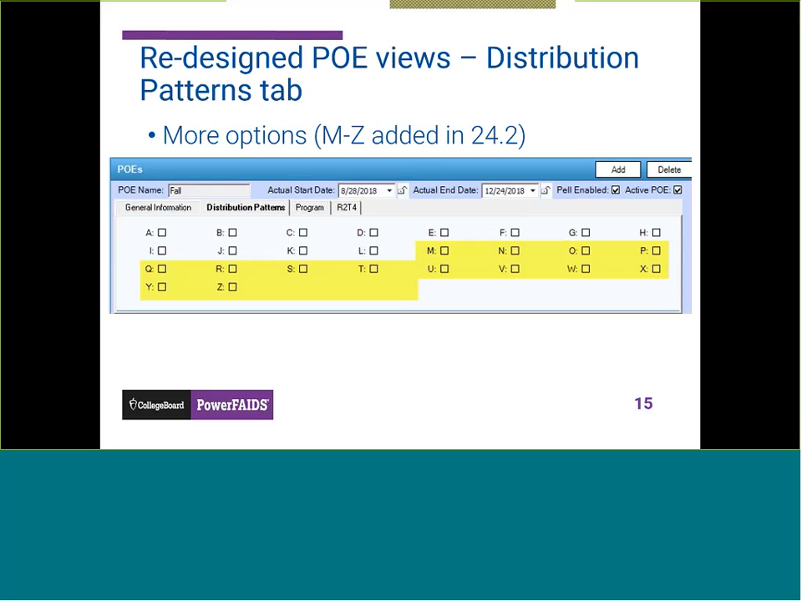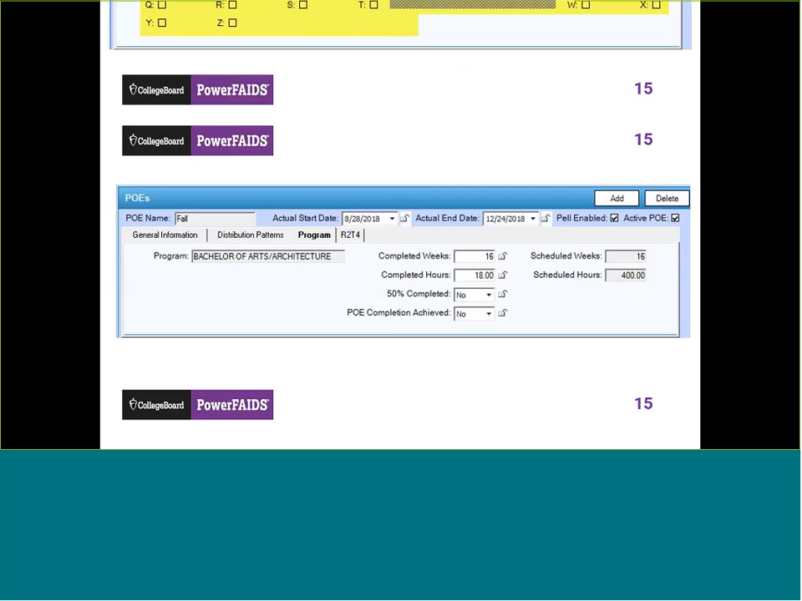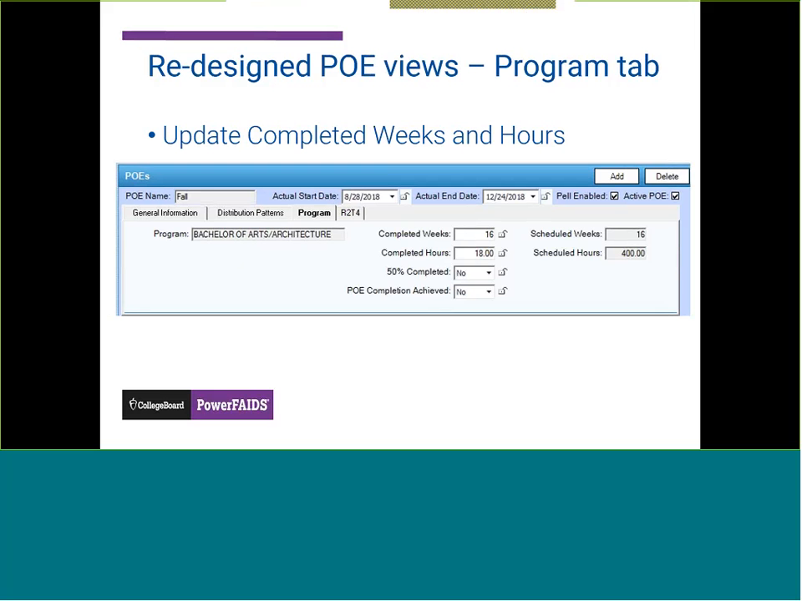Here you can see examples of the next tab. It's the distributions tab, distribution patterns tab, I should say. I've highlighted in yellow the additional options that we added in 24.2. Initially, we had 2 patterns, A and B, and then earlier last year we added up through L, and now we've added the rest of the alphabet. The patterns work just like they did before, it's just that there are more of them. Lots of functionality here.